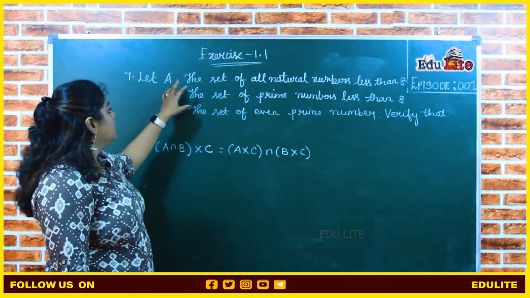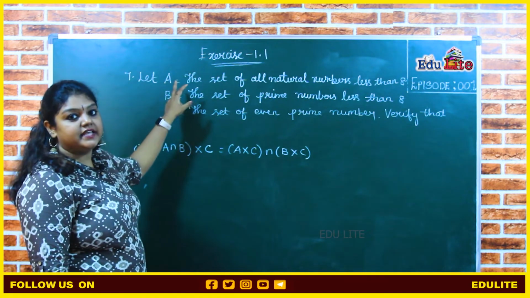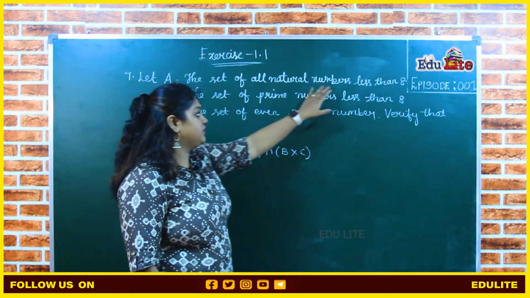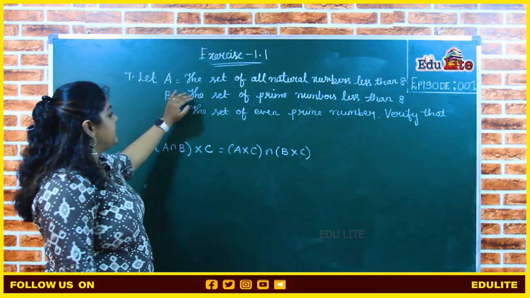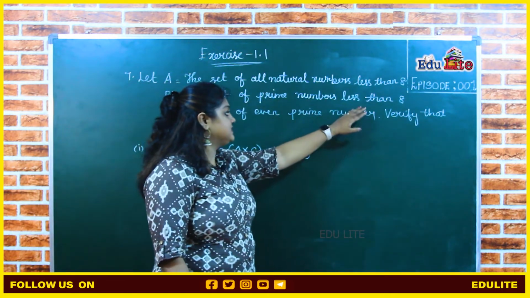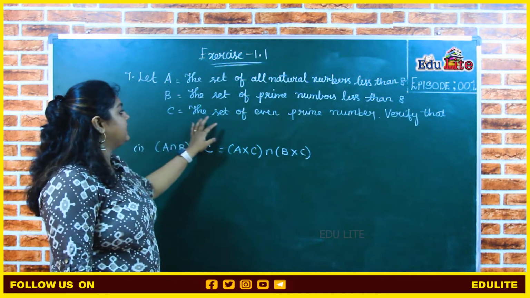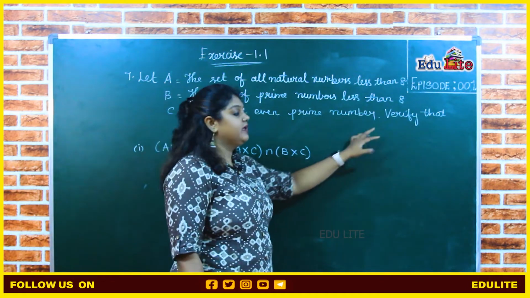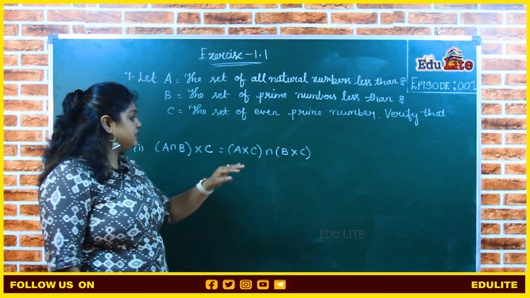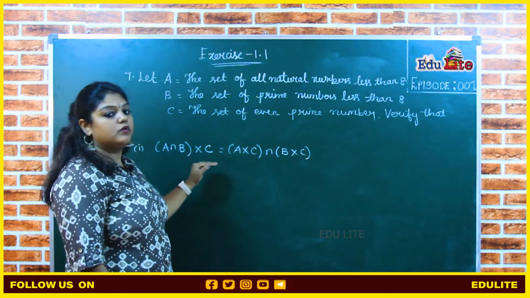Seventh problem. In this problem it is given that A is represented as the set of all natural numbers less than 8 and B is represented as the set of prime numbers less than 8. C is represented as the set of even prime numbers. We have to verify two options. The first option I have written here. We will prove one by one.